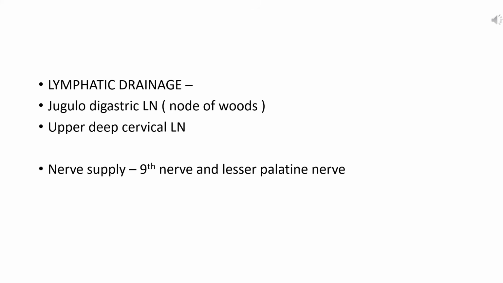Now coming to the lymphatic drainage part of the tonsil, tonsils are secondary lymphoid organs. The main lymph nodes responsible for the drainage are jugulodigastric lymph node, that is also known as lymph node of Woods, and upper deep cervical lymph node. Coming to the nerve supply, tonsils get supplied by the glossopharyngeal nerve and lesser palatine nerve.